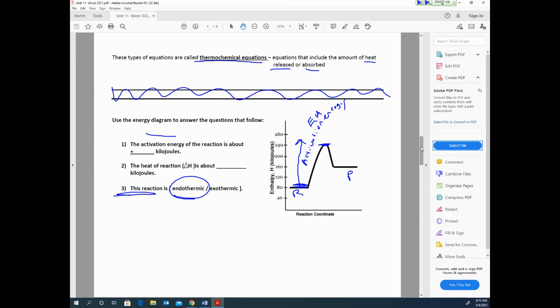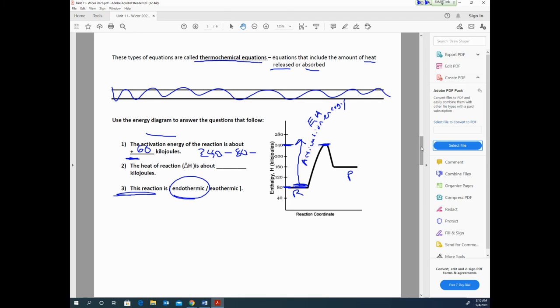Well, I just have to do some math. So I start at 80 and I end at 240. That's where I have to get to. So I have to get to 240, so I'm going to subtract off 80, and that will be my answer. So 240 minus 80 is 160. And notice it's positive. It's positive because it went up, right? So anytime you're going up, I have to gain that many kilojoules, or this reaction is not going to occur.